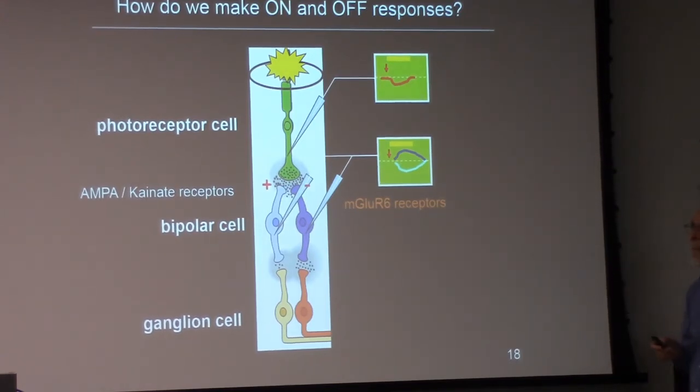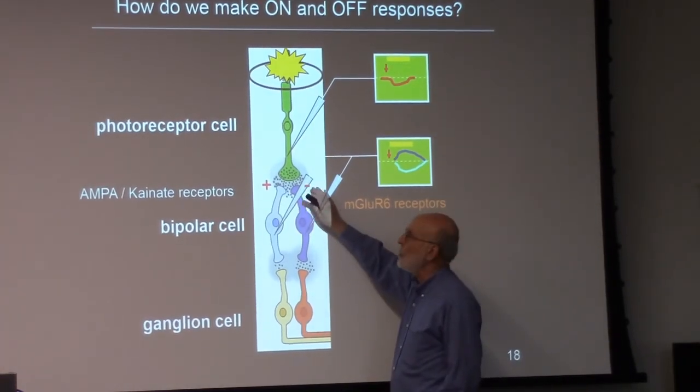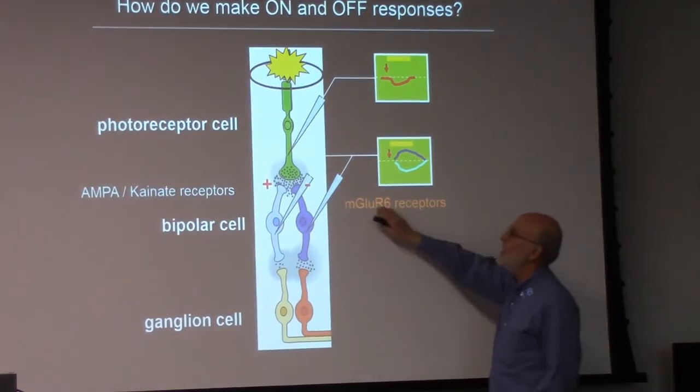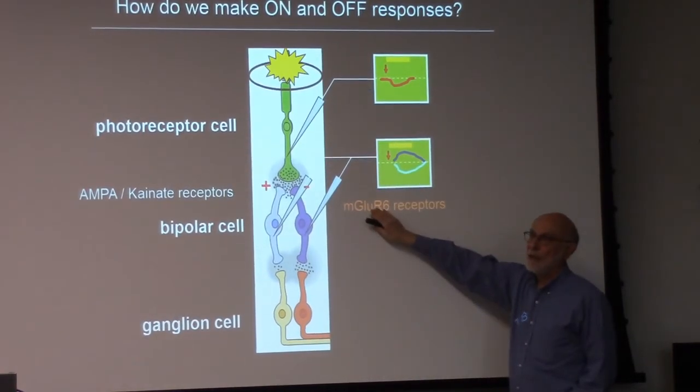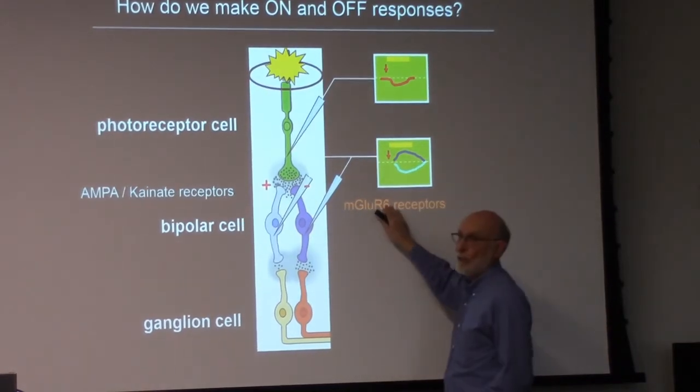Are we responsible for the names of the receptors? No. Excitatory and inhibitory. You don't need to know that these are ionotropic glutamate receptors and this is a metabotropic glutamate receptor. Don't worry about it. Excitatory, inhibitory.